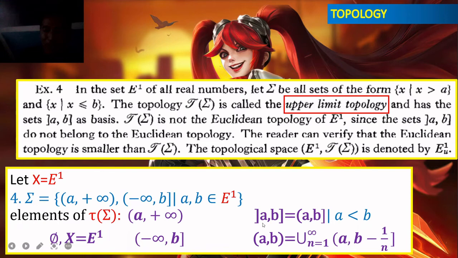Which is true, class, since ang mga open intervals, class, kay elements po sa tau sigma. Okay, we can write this one as like this. The union of the kaninga interval. Pwede siya union sa mga elements sa basis. So, A and then B, the this one, class, is the interval A and then B minus 1 over N. Okay, this is closed. From N is equal to 1 up to infinity. So, up to infinity, class, si N.